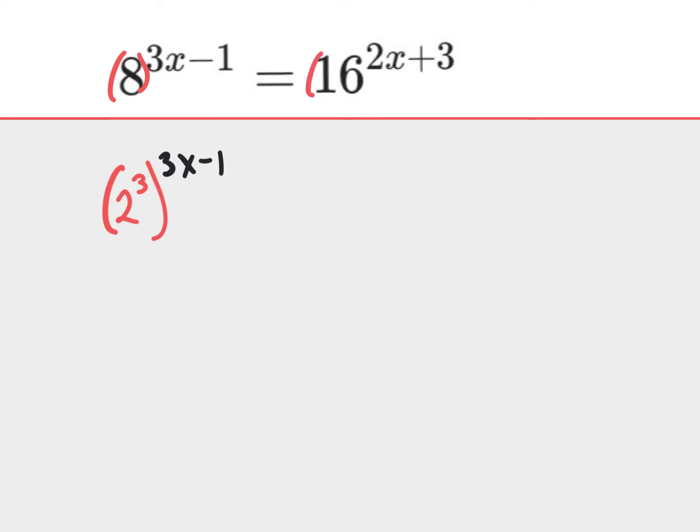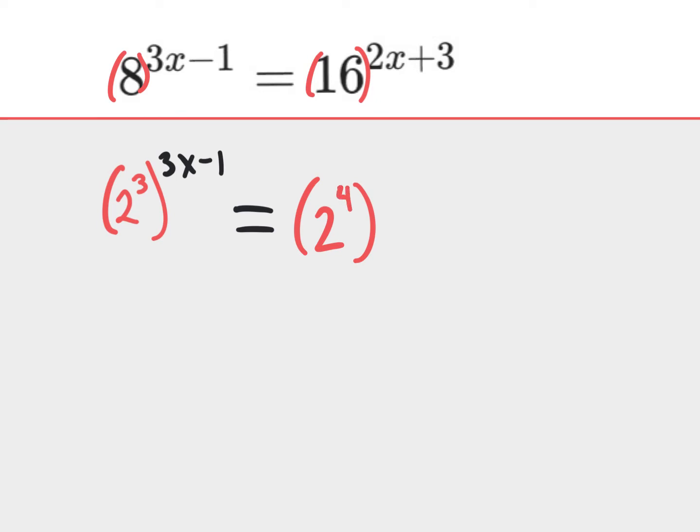Now, how about over here, this 16? Since I changed this one to a 2 to the third, let's see if I could change 16 to become 2 to a certain power. Okay, and of course, there's a big equal sign between those two. So 2 to what power gives you 16? 2 to the second is 4, 2 to the third is 8, 2 to the fourth is 16. So you really have 2 to the fourth.